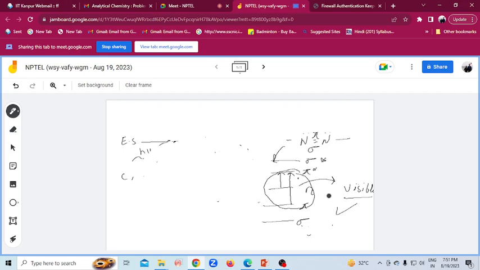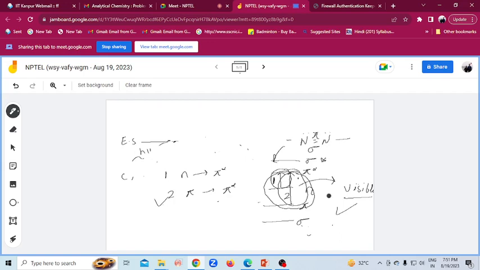So suppose I am assigning this transition as 1 and this transition as 2. In the first transition, the electron is jumping from n to pi star. In the second transition, the electron is jumping from pi to pi star. Obviously, when the electron jumps from pi to pi star, it requires more energy compared to the first transition.